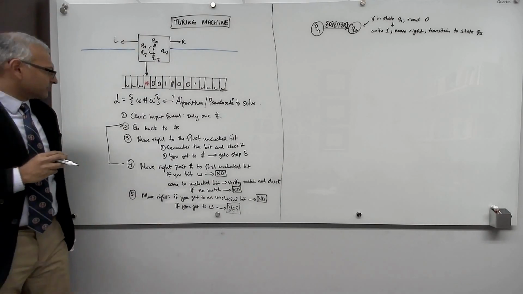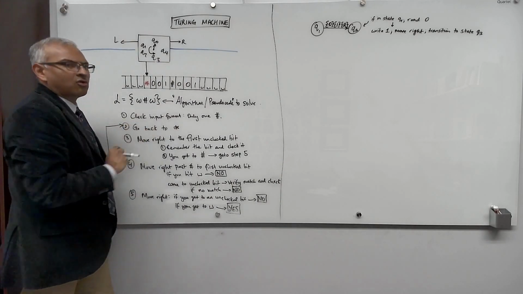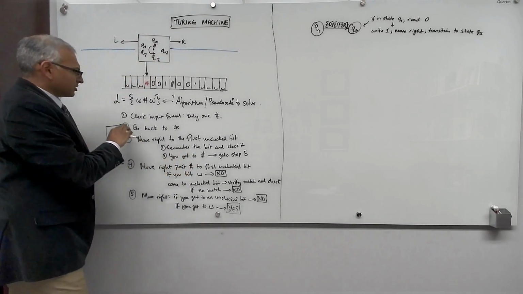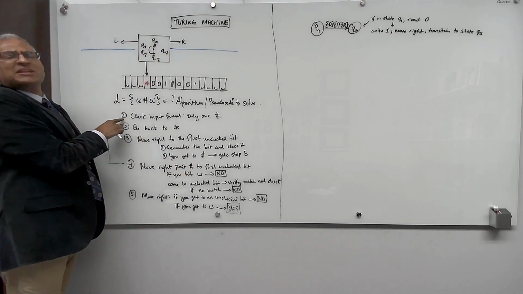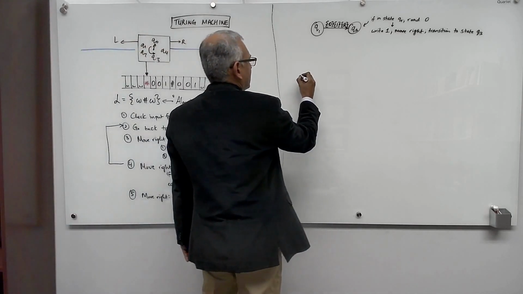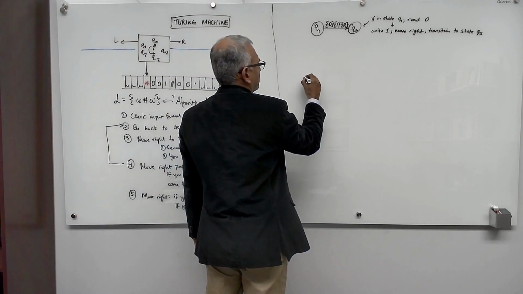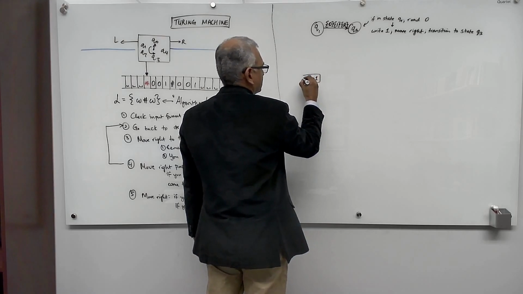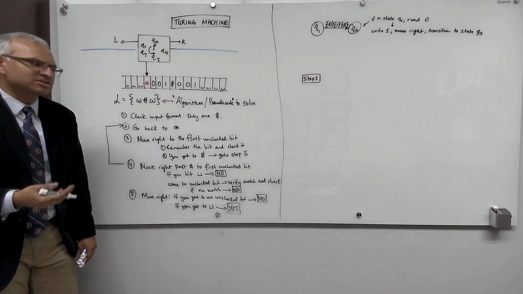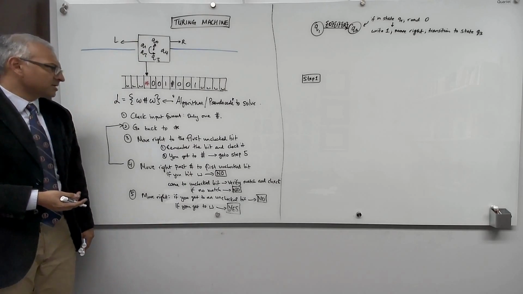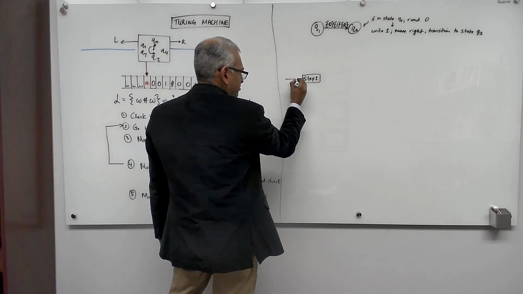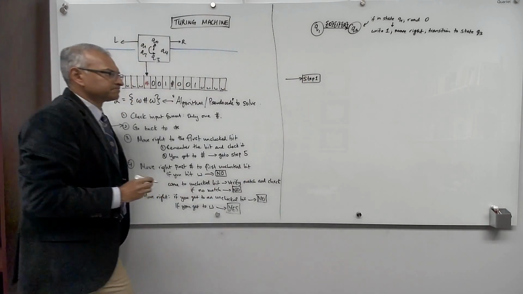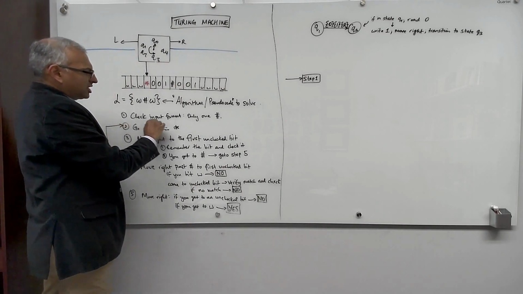Let's start with the first module, which says check the input format. So we're going to start in some state. Let's call it step 1. Why not? I'm just choosing the name step 1 for my state. That's perfectly fine. We will call this the start state. Remember, there's an arrow coming in here.